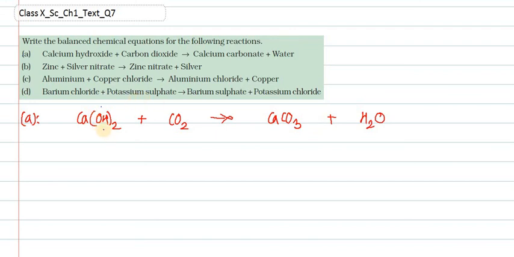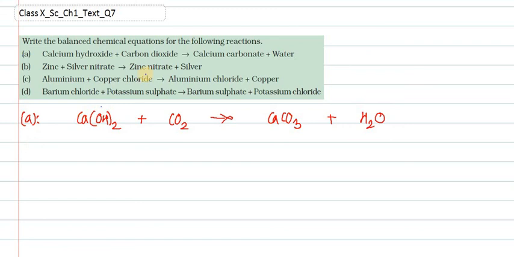So let's start with oxygen. On the left hand side we have 4 oxygen, and on the right hand side we have 3 plus 1, 4. So on the right hand side also we have 4 oxygen. And what about the hydrogen? On the left hand side we have 2 hydrogen, and on the right hand side we have 2 hydrogen. That means this equation is already balanced.